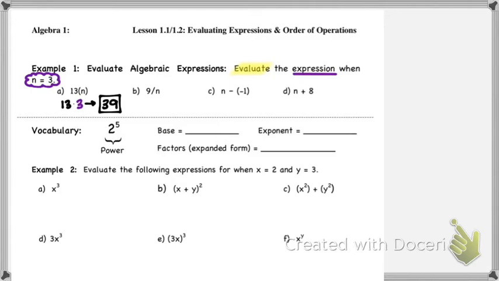If you would like to use a calculator, that is totally fine. All right, so on B, we're going to do the same. We're going to plug 3 in for n, so we have 9 divided by 3. That gives us a total of 3.